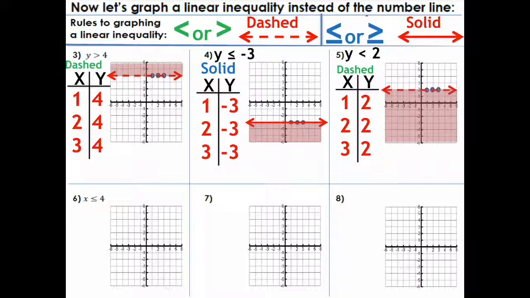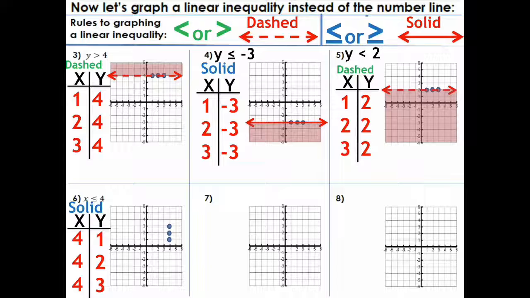All right, so this is a solid line because it has an or equal to bar. Now for this XY chart, it does say that x is less than or equal to 4. So we're going to put those 4's in the x column. Now we're going to go ahead and plot the points (4, 1), (4, 2), and (4, 3). So here's my (4, 1), here's (4, 2), and here's (4, 3).